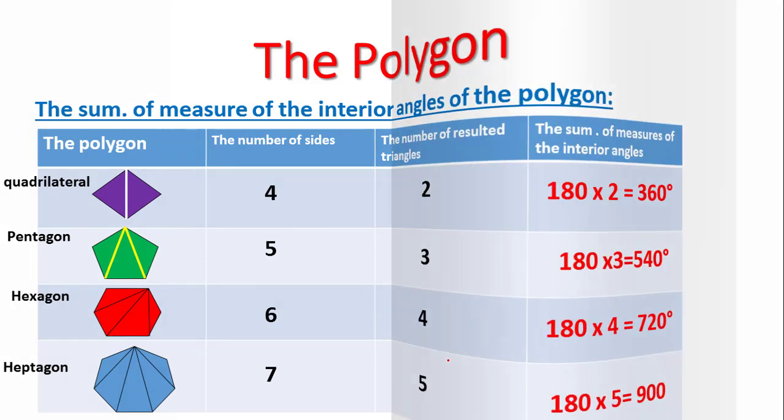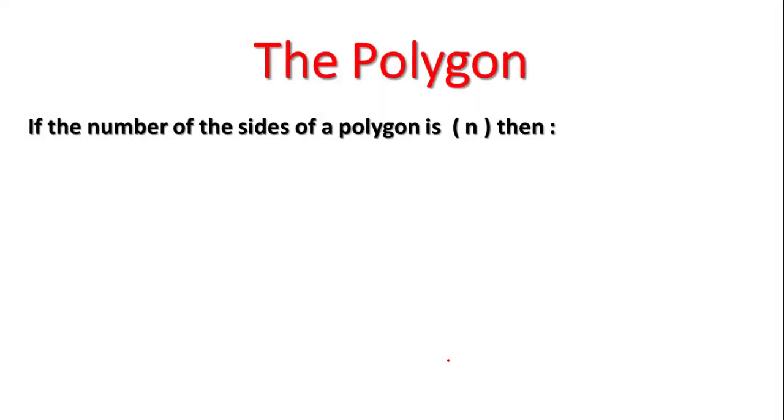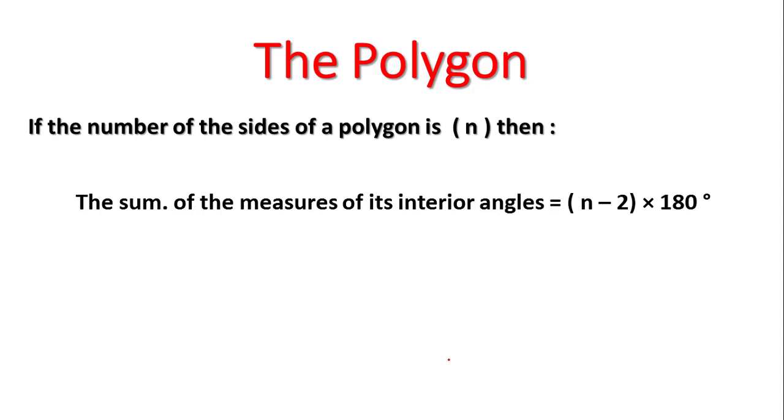So we have a rule to calculate the summation of measure of interior angles of any polygon. The summation of measure of interior angles of any polygon equals n minus 2 times 180. N minus 2, this is the number of triangles, then I multiply by 180. So this rule is used to calculate the summation of measure of the interior angles of any polygon.